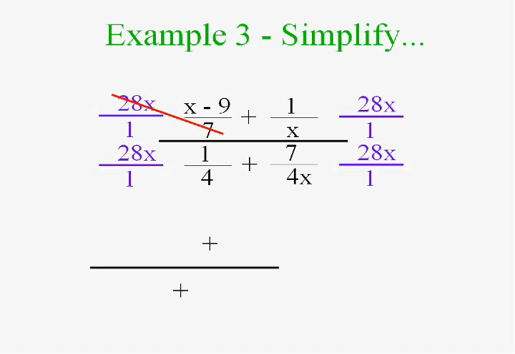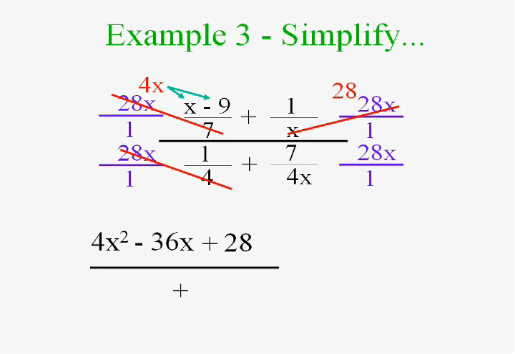That's going to cancel, and 28x divided by 7 is 4x. Now I have to multiply the 4x times x minus 9. Both of them. And I'll get 4x squared minus 36x. And here the x will cancel, and I'll get 28 times 1, or 28. In this case, the 28 and the 4 will cancel, and I'm left with 7x times 1, and I get 7x. And in this case, I get a 7 multiplied by the other 7, and I get 49.